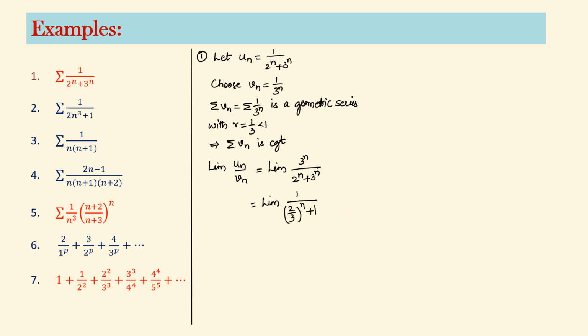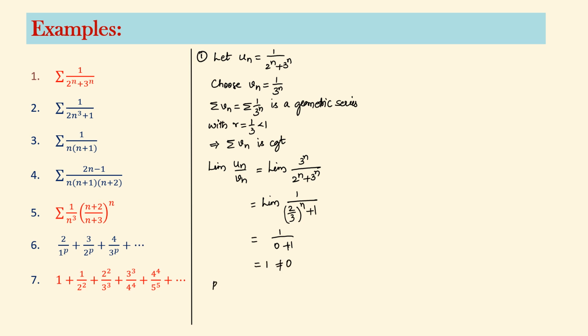Since 2 by 3 is less than 1, taking its power, this leads to 0. As n tends to infinity, (2 by 3) power n tends to 0. So this will be equal to 1 by 0. As n tends to infinity, this term is going to be 0. So 0 plus 1, this is equal to 1, which is not equal to 0.